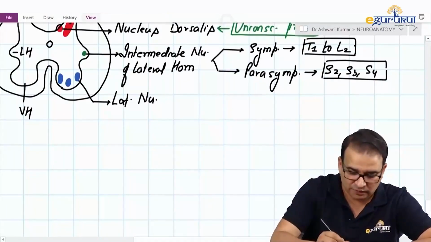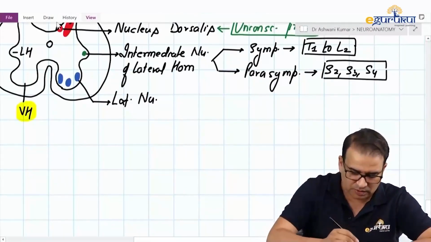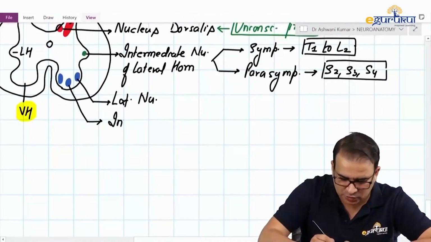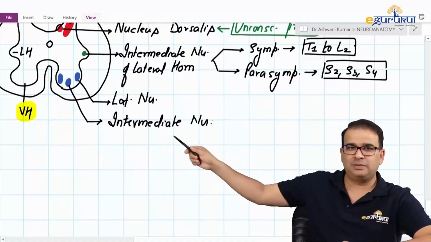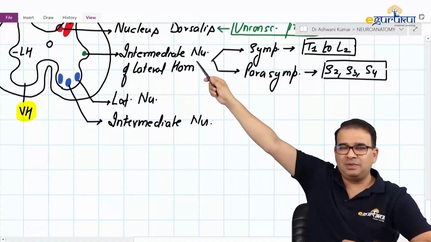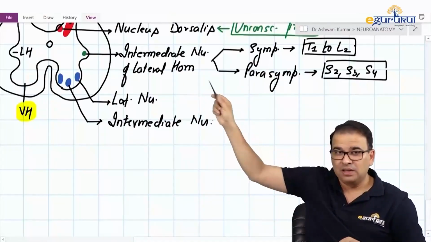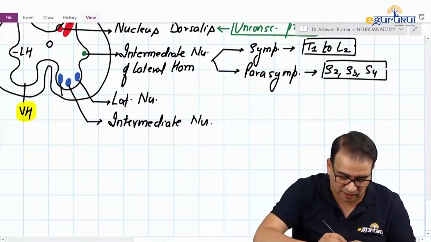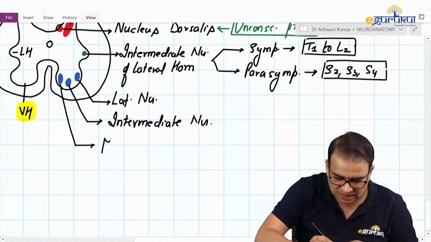Right now we're talking about the ventral horn. This here is the intermediate nucleus. This is what I was talking about. Don't confuse this intermediate with that intermediate. That is the intermediate nucleus of the lateral horn. This is the intermediate nucleus of the ventral horn. And here we have the medial nucleus.